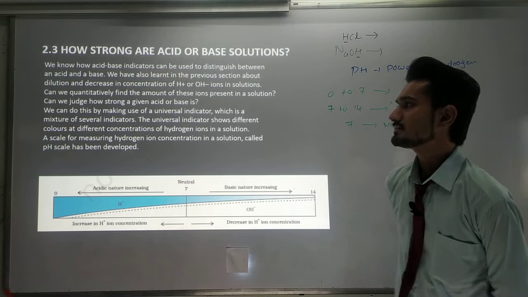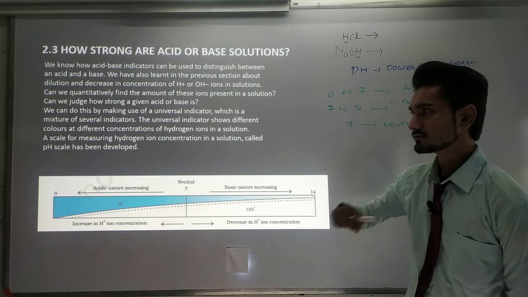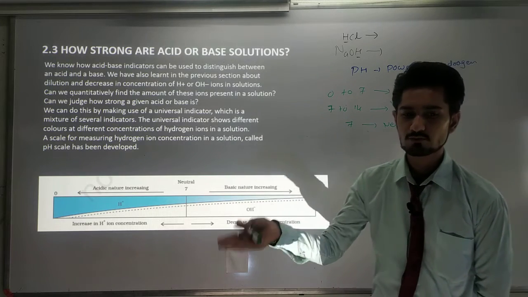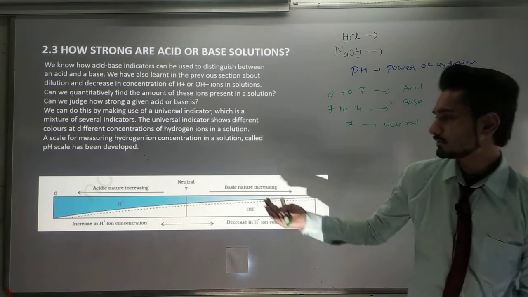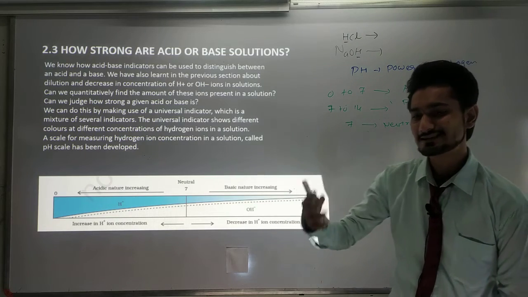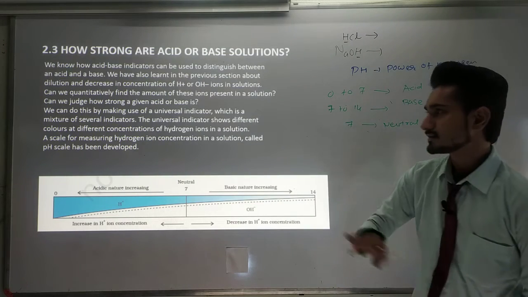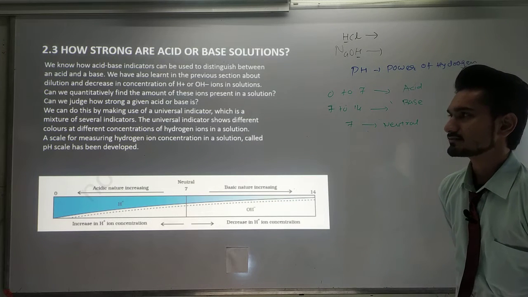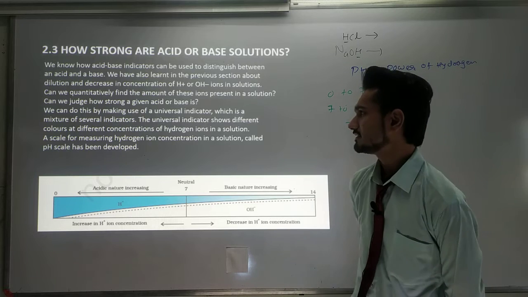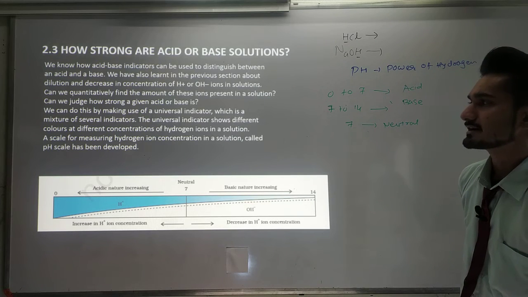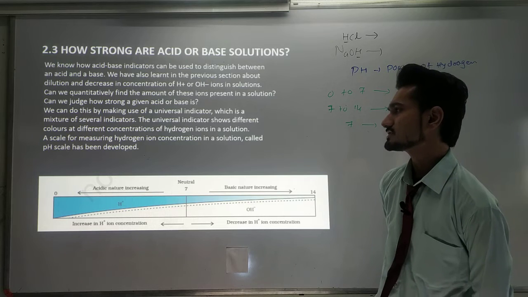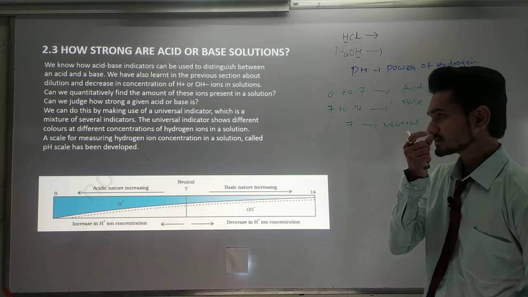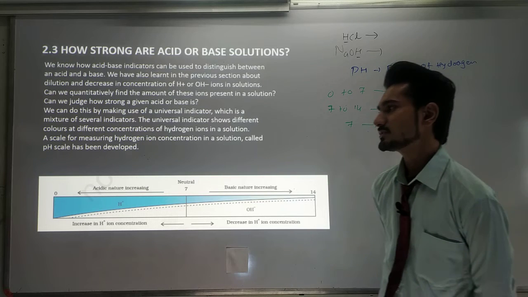Can we judge how strong a given acid or base is? Yes, we can judge it because we can measure it with the pH scale. Whatever value comes, you can compare it with the pH scale and decide whether it is more acidic or more basic. We can do this by making use of universal indicator, which is a mixture of several indicators. The universal indicator shows different colors at different concentrations of hydrogen ions in the solution. A scale for measuring hydrogen ion concentration in a solution, called the pH scale, has been developed.